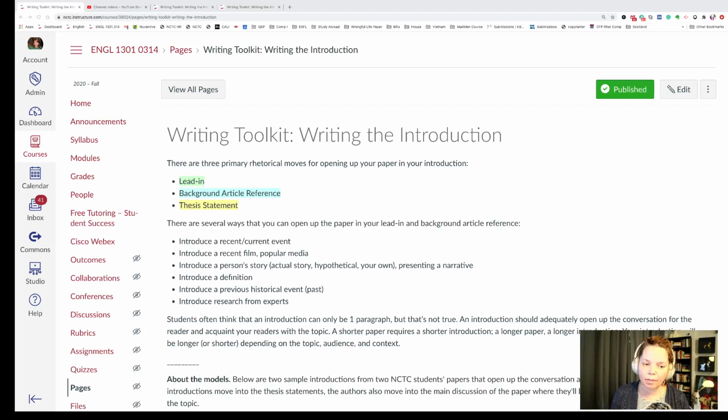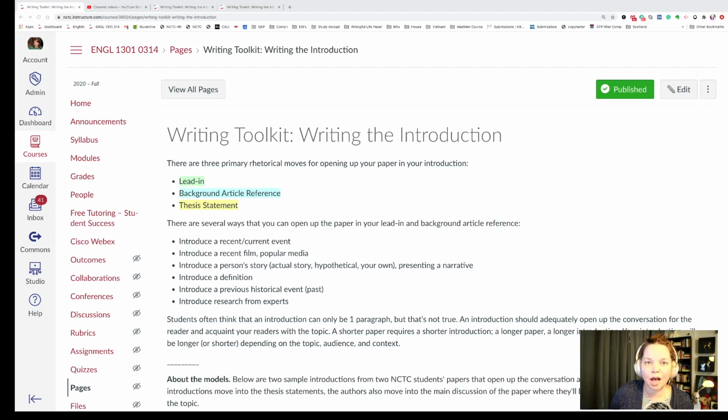If you want to think about your paper like a party, your introduction is when you introduce all the guests at your party to each other. So maybe you lead in and kind of entice them to come over towards you because you want to introduce them. The background article reference is maybe when you're introducing everybody and sharing how they know each other. And then the thesis statement is when you tell them how the party's going to go, what it's going to be about, what we're going to do with this party.